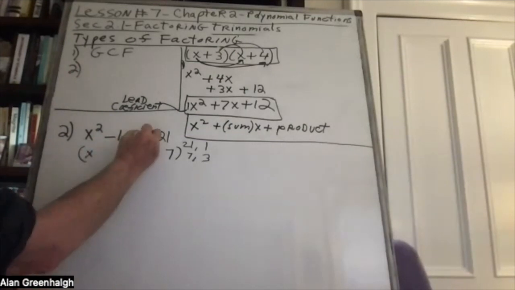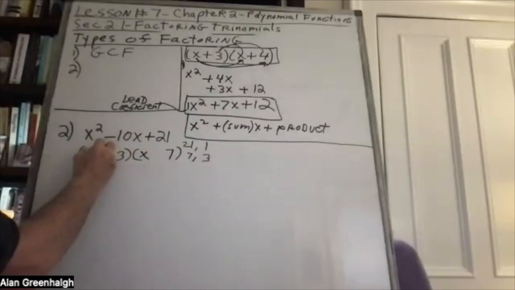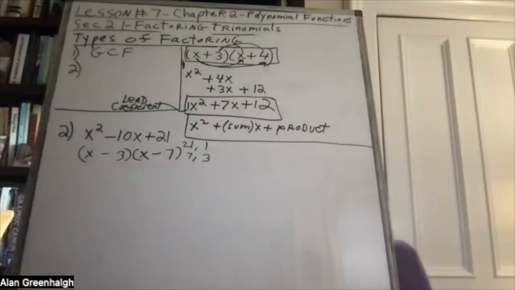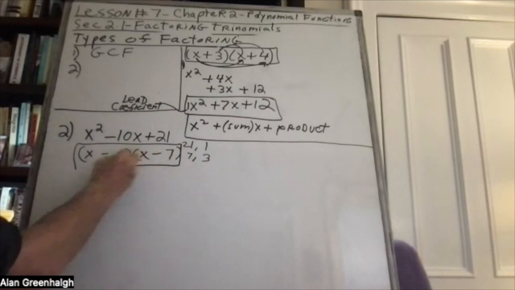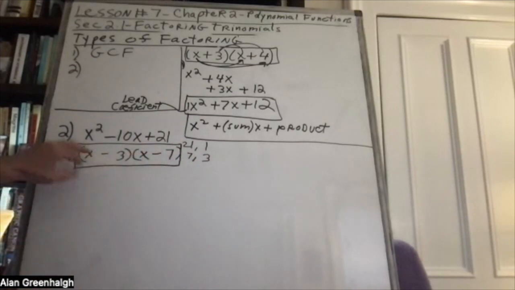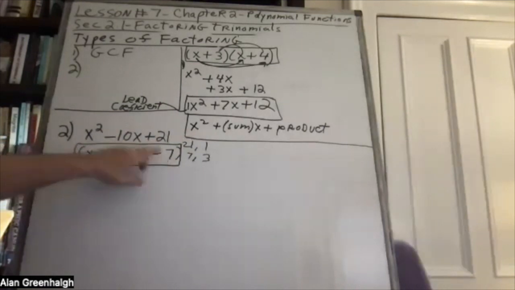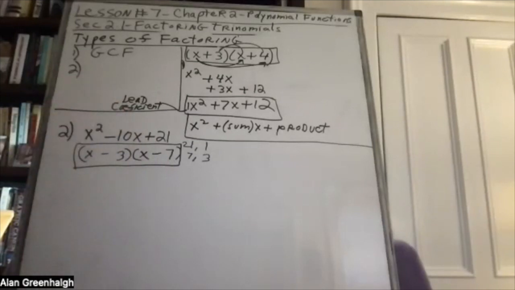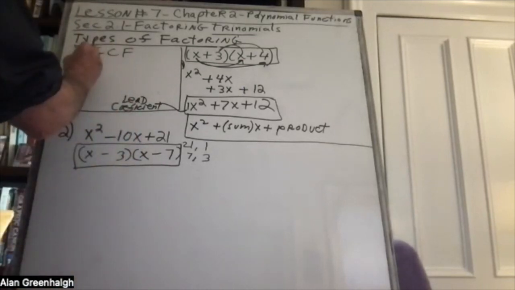And the only way of getting a positive 21 when you multiply and a negative when you add is to make both of these negative. And that would be the answer right here. So once again, negative 3 times negative 7 is positive 21, and negative 3 plus negative 7 is negative 10. Okay? Obviously, what we're doing is we're factoring trinomials, trinomial factoring.